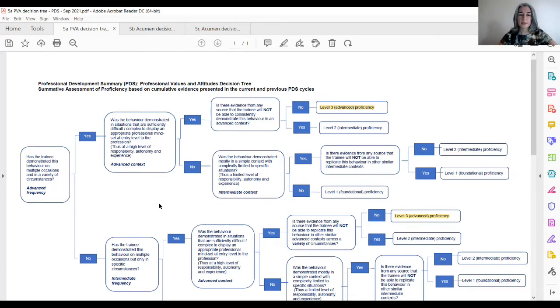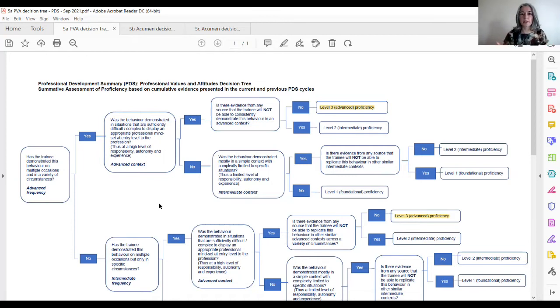So the behavior demonstrated was in a complex scenario, the kind of thing that the trainee might encounter as a professional. Okay, and what we're saying there is that the trainee had to display responsibility, autonomy, and experience in responding to this. They had to identify that this was the kind of scenario that they needed to show up with this behavior, this learning outcome. If the answer is yes, we move on to the next question. And now there is the question, is there evidence from any source that the trainee will not be able to consistently demonstrate this behavior in an advanced context?